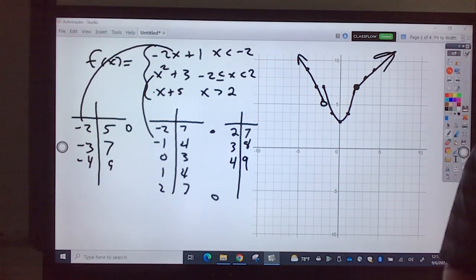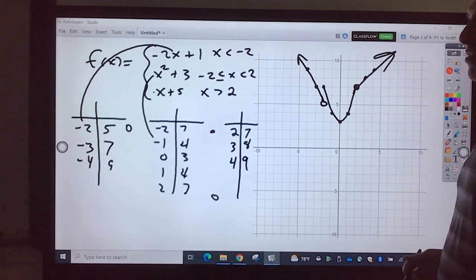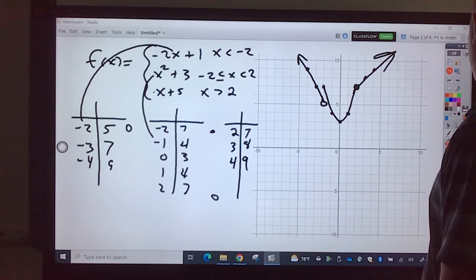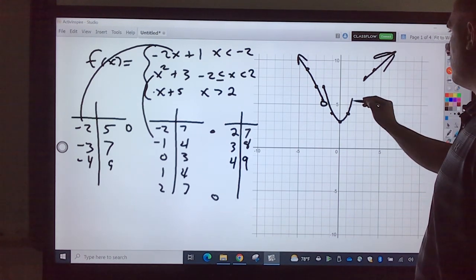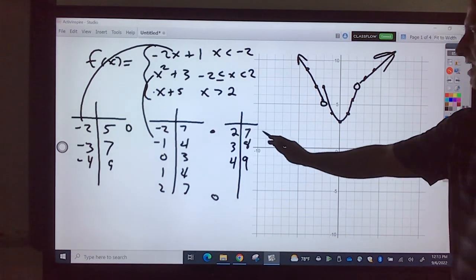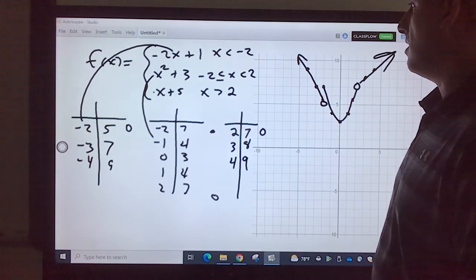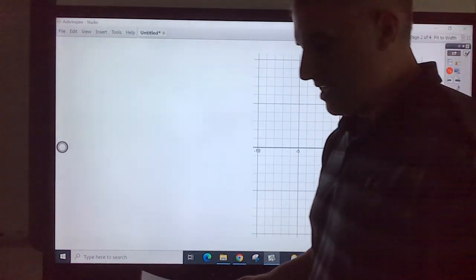So if you ever actually have to plot into the circle, it would be open. Actually, check that. No, I apologize. It's open because both are open there. Sorry, that would also be an open circle. All right, going on to the next problem.